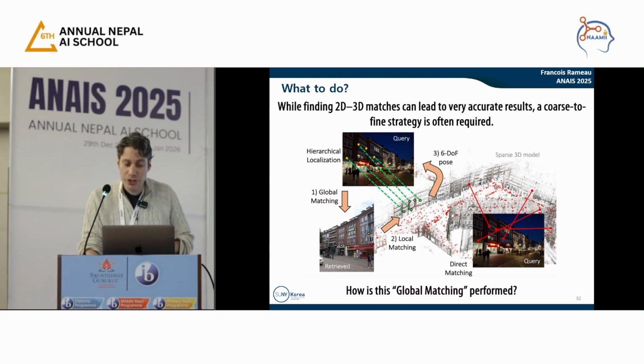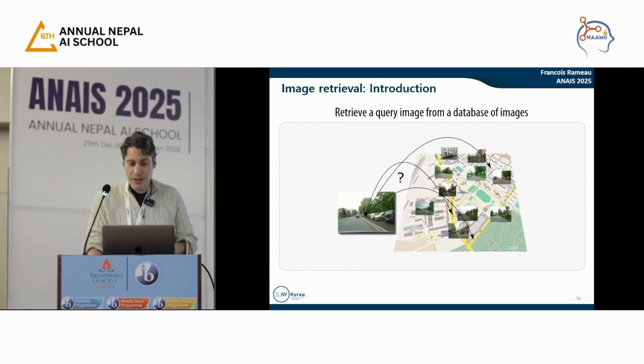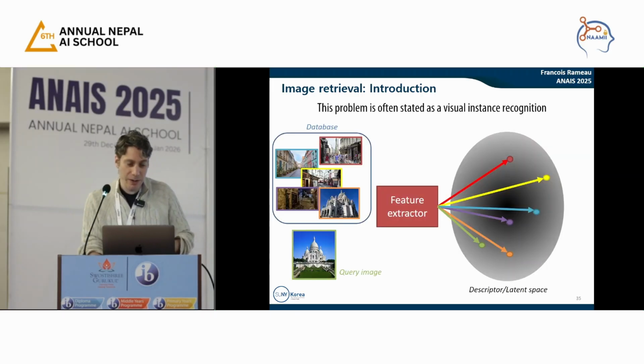How is this global matching performed? This is typically image retrieval. The idea is you have a database of images, which can be geolocalized or not, doesn't matter, and you ask which one is the most similar to me. So you have this database of images and some feature extractor, which can be a CNN or whatever you want, and you extract a representative global feature for each of them. I take an image and put it in my descriptor space, take the next one and put it in my descriptor space, and do it for all the images in the database.